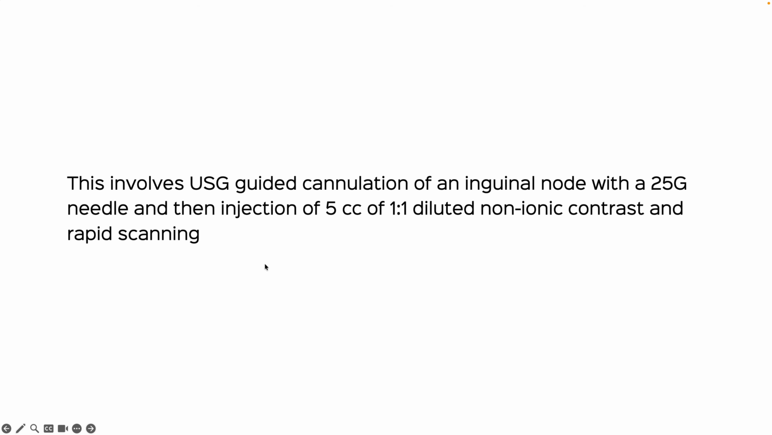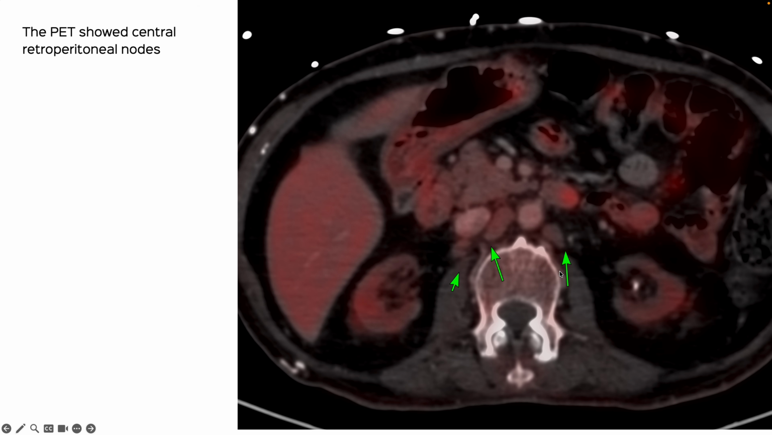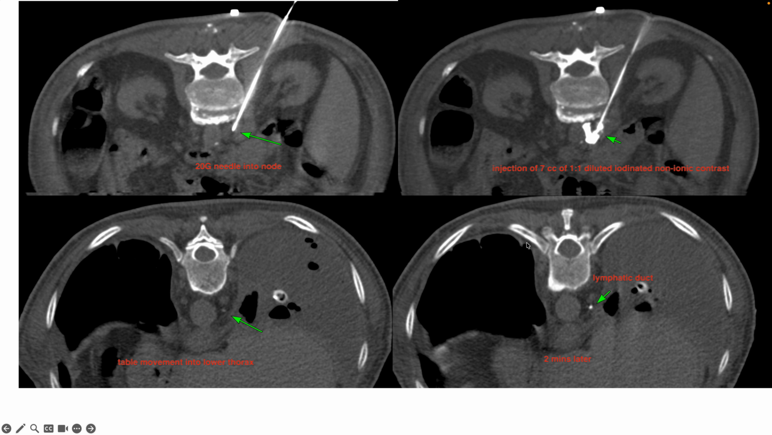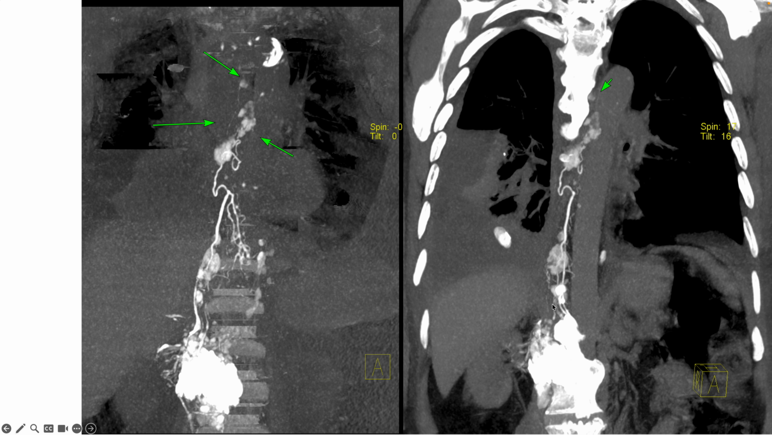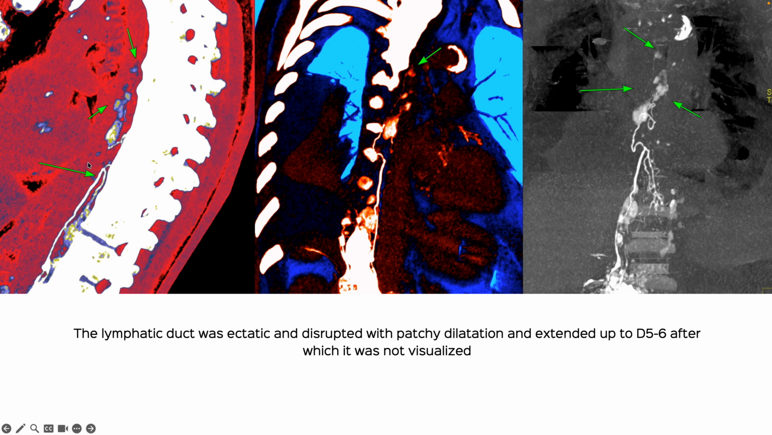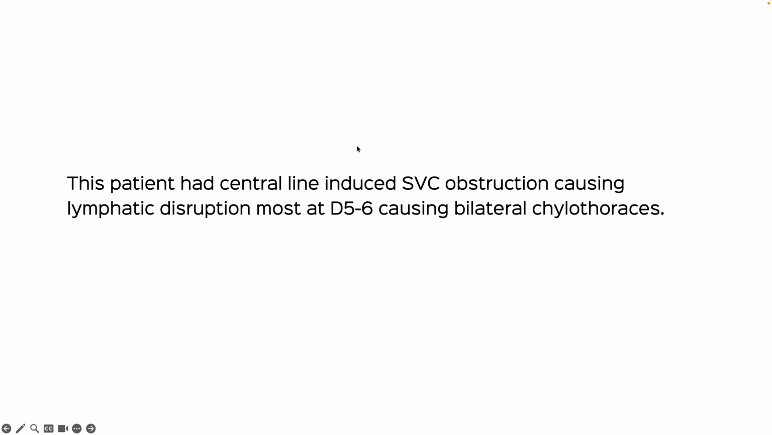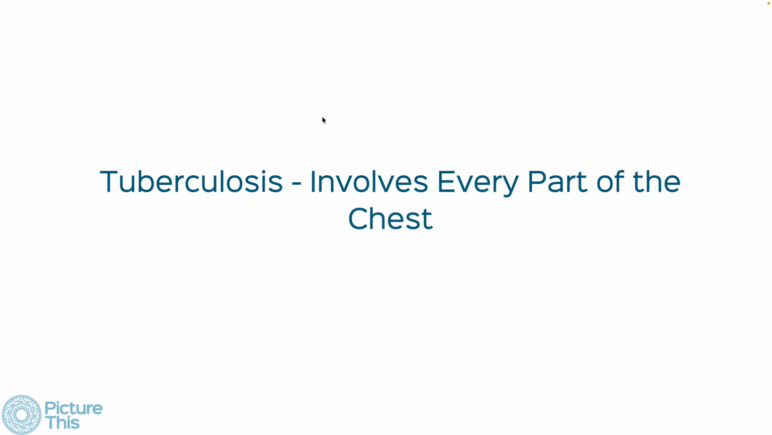an inguinal node and then inject regular non-ionic iodinated contrast. I found these retroperitoneal lymph nodes, so I injected one of them with the contrast. The contrast went into the lymphatic duct, and we were able to show this entire lymphatic duct with disruption at the D5-6 level, likely because of back pressure from the SVC obstruction, and a few more reconstructions to show that. And this is great because now we can actually look at some of these entities in a much easier manner.